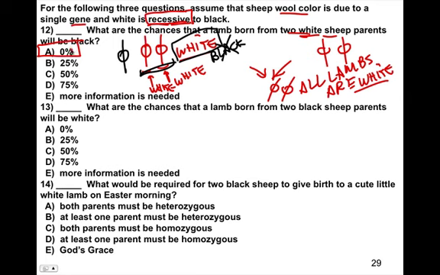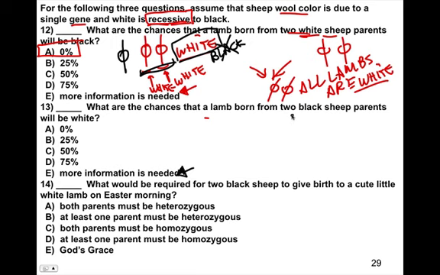You can't have it. Now, we have to be careful because sometimes you need more information. You have to be careful not to make assumptions because, look, I think this next question will have that. What are the chances that a lamb born from two black sheep parents will be white? And the answer to that is we don't know.